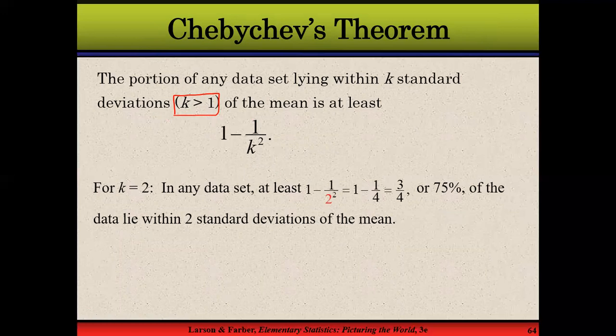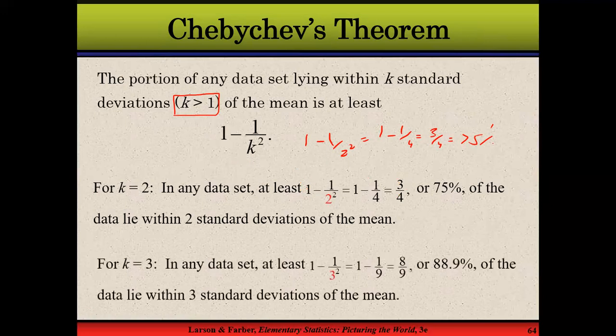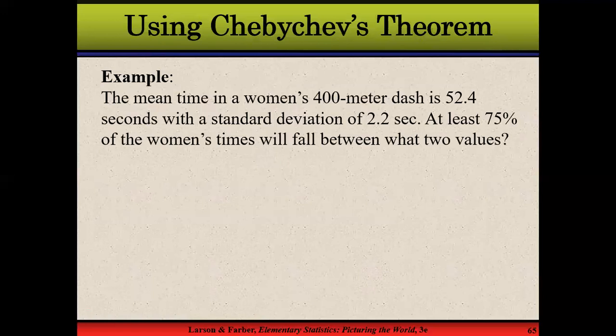So for example, if we want to find out how much data falls within two standard deviations, then we have to use k as 2. So 1 minus 1 over 2 square is equal to 1 minus 1 over 4, that is 3 over 4, and that is 75%. Again, you can try using 3 in place of k, using 4 in place of k, and you will come up with the answers.